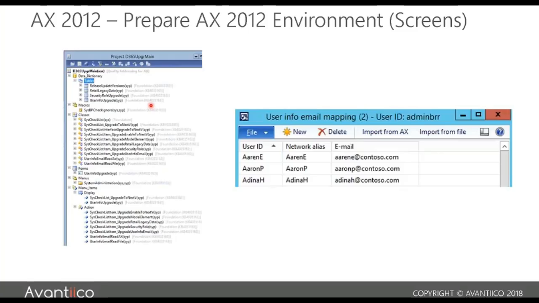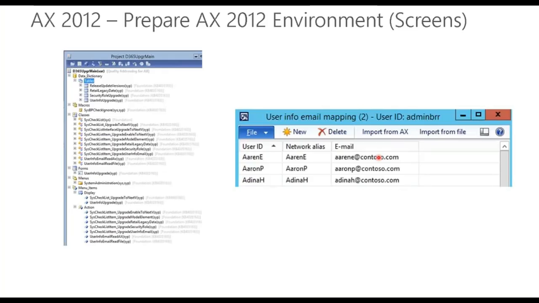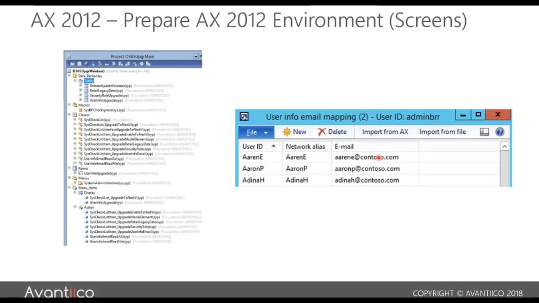You map some of your network aliases. So this is your AX user ID, and now you log in through an email. And there's some other stuff. So again, we prepare the data. The first thing we do is prepare the data from the 2012 system.